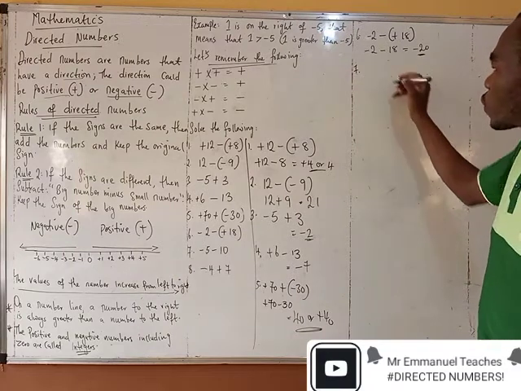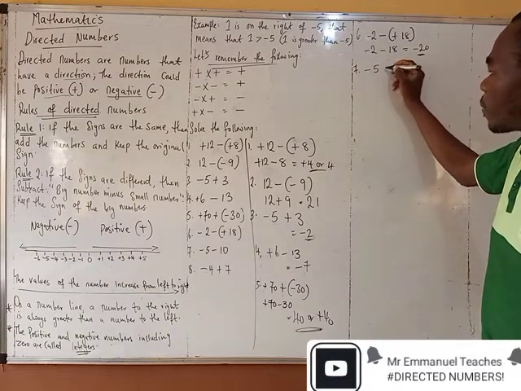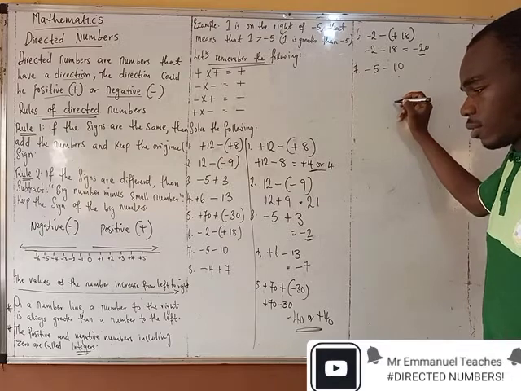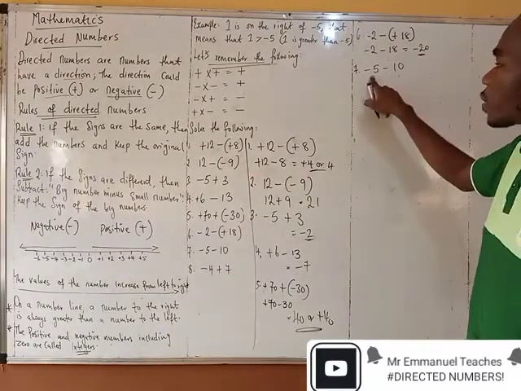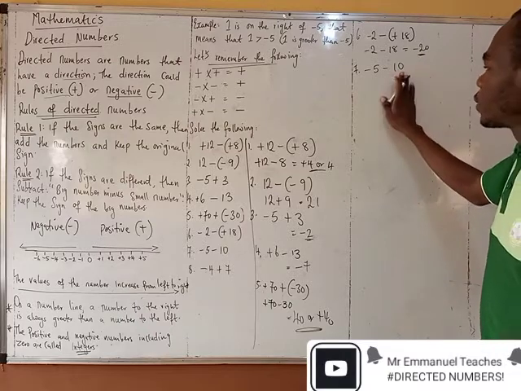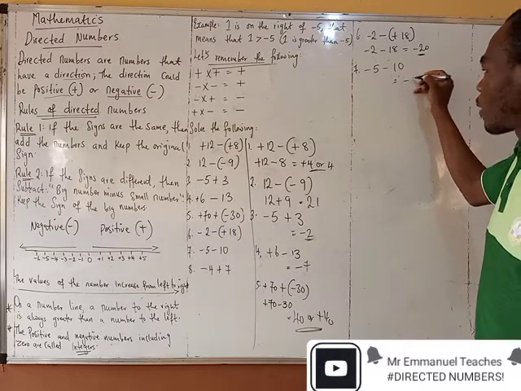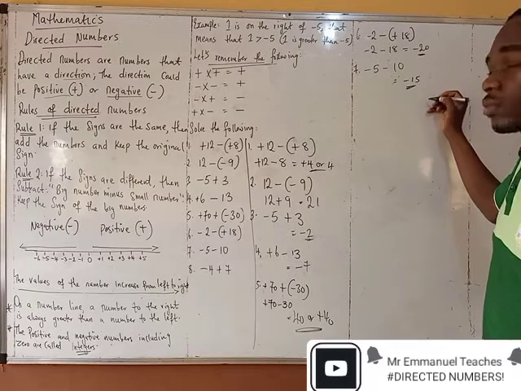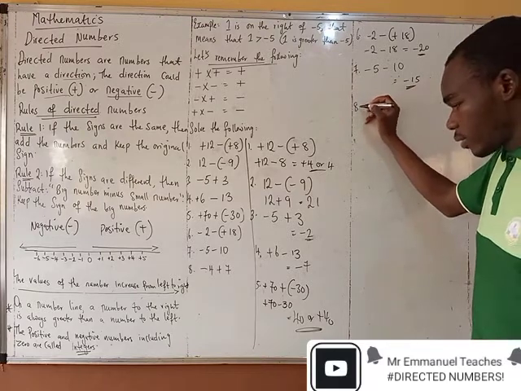Am I communicating? So now, minus 5 minus 10. It's pretty straightforward. I'm owing somebody 5 and I'm owing another person 10. When I add the amount I'm owing to both of them, I'm going to have what? Minus 15. Yes. Number 8.